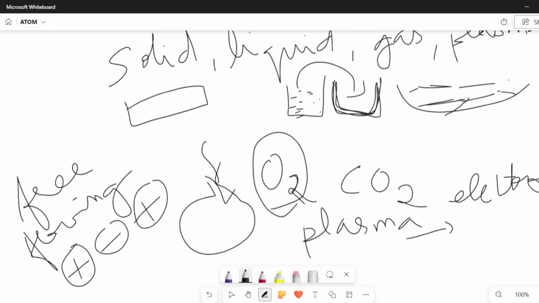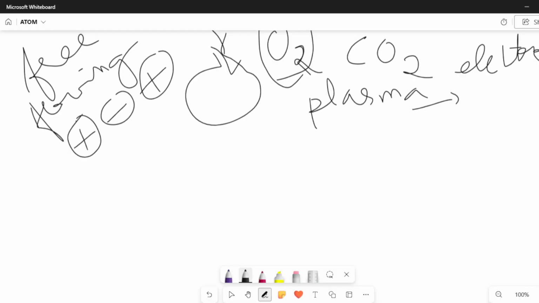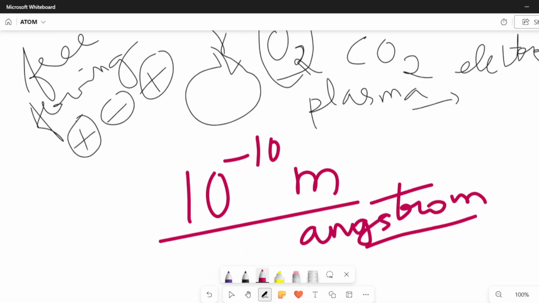So how to imagine the size of this atom? The size of an atom is of the order of 10 to the power minus 10 meters. That is how small an atom is. Its unit is angstrom. So it is called an angstrom, 10 to the power minus 10 meters, equal to 1 angstrom. So that is how small our atom is.